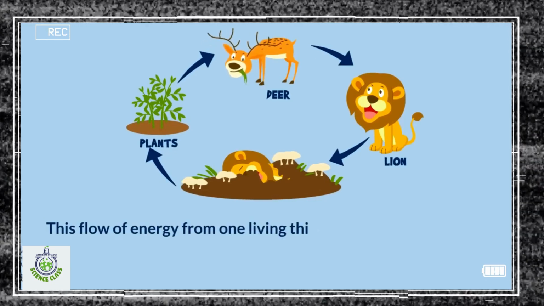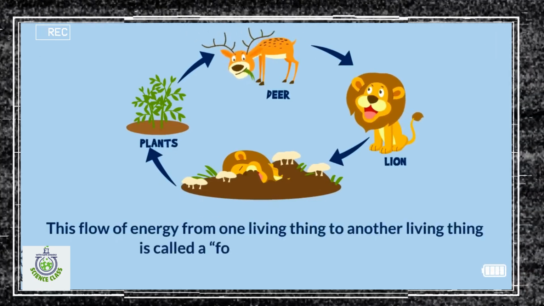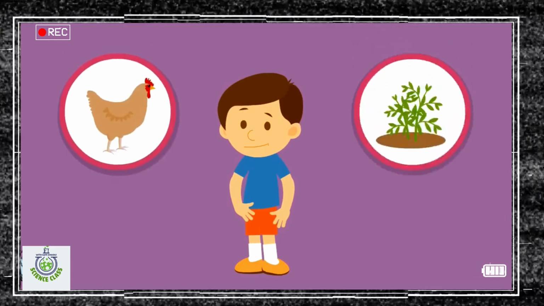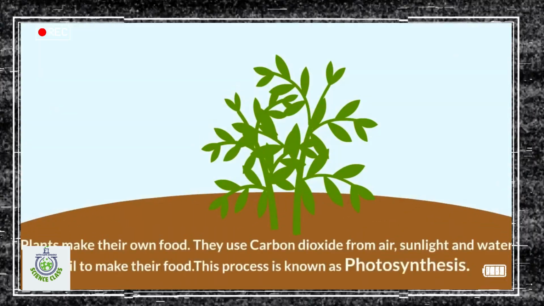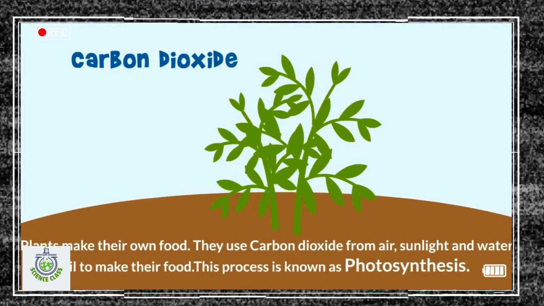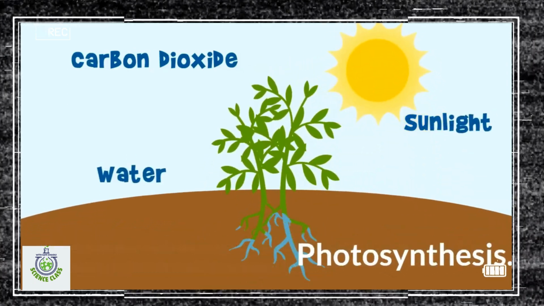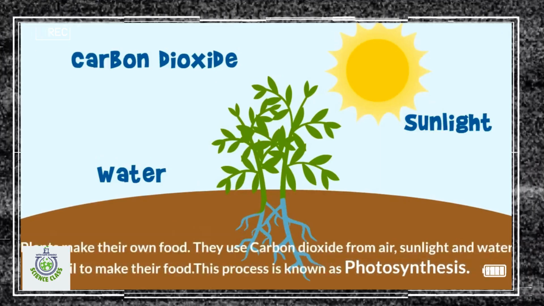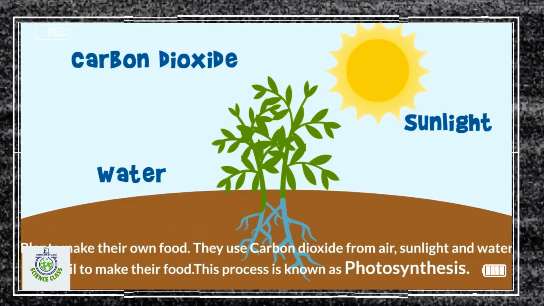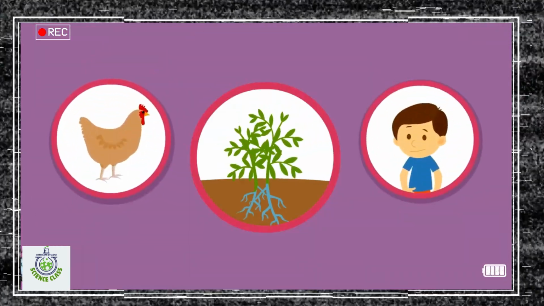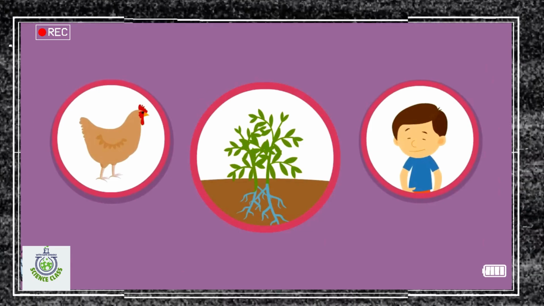This flow of energy from one living thing to another living thing is called a food web or a food chain. We humans get our food from animals and plants. Plants make their own food. They use carbon dioxide from air, sunlight and water from soil to make their food. This process is known as photosynthesis. So, now you are clear that plants make their food. We humans and other living organisms depend on plants for food.